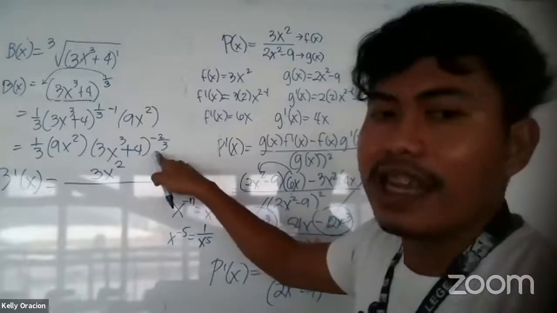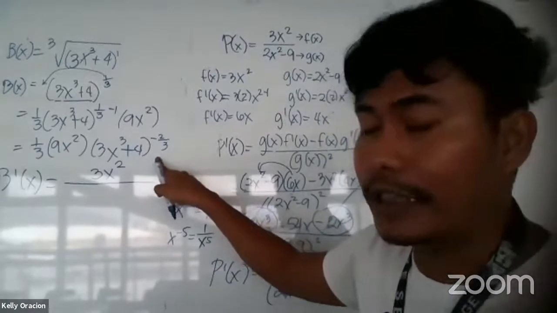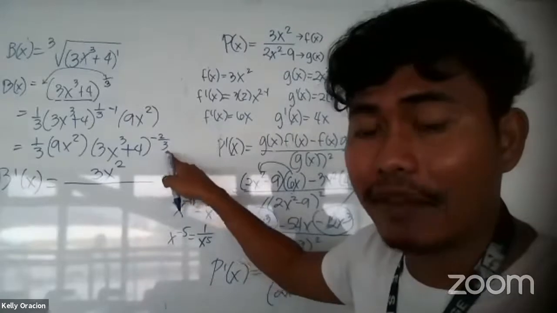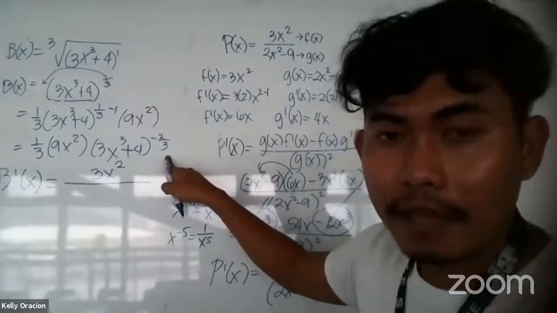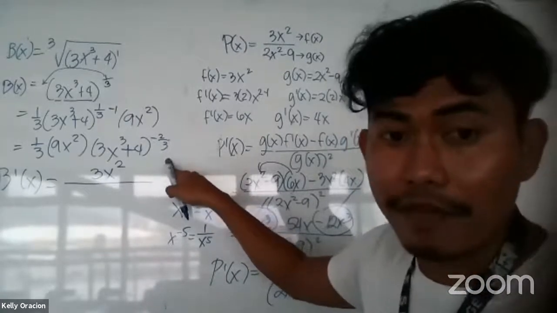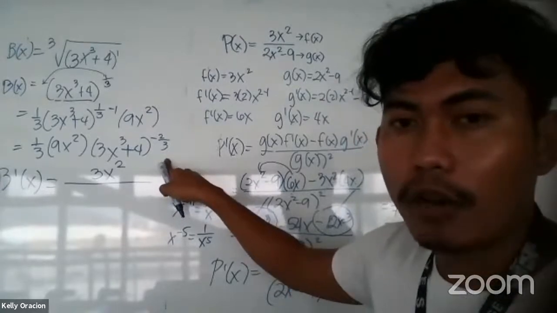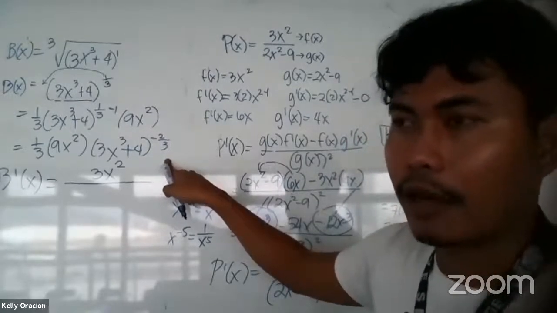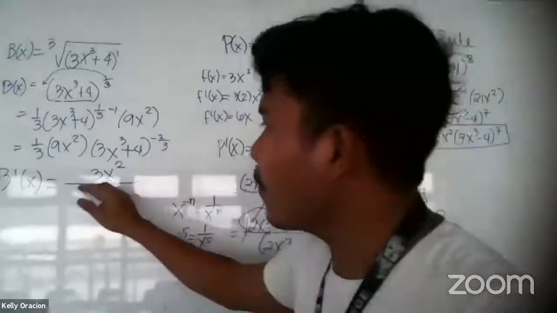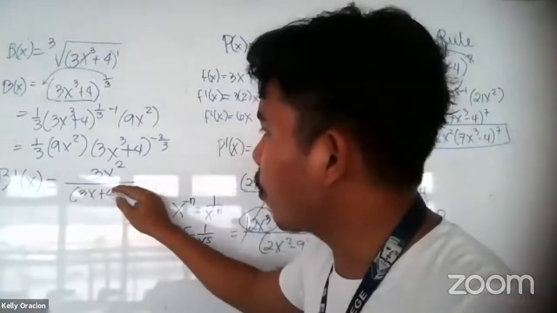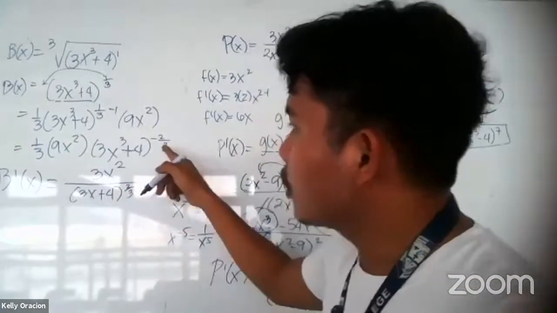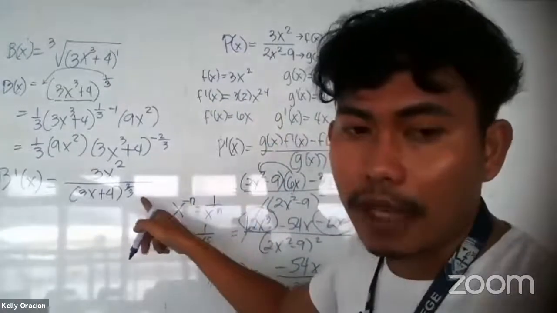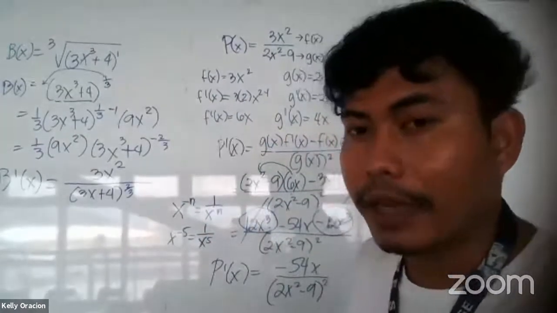So in this case, since this is negative 2/3, then again, bawal magkaroon ng negative na exponent sa final answer. So you are going to make it positive. So you are going to apply one of the laws of exponents, the reciprocal law. So you have here 3x cubed plus 4 raised to 2/3. So ito siya, mabutang na siya sa denominator and the exponent will become positive.